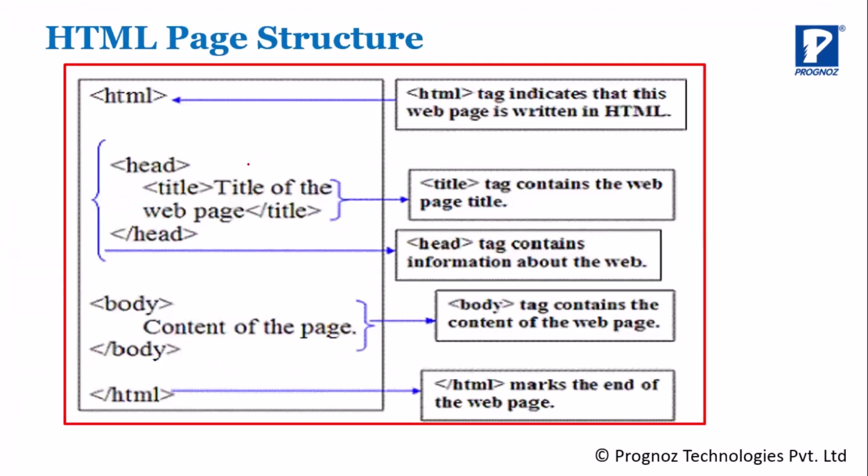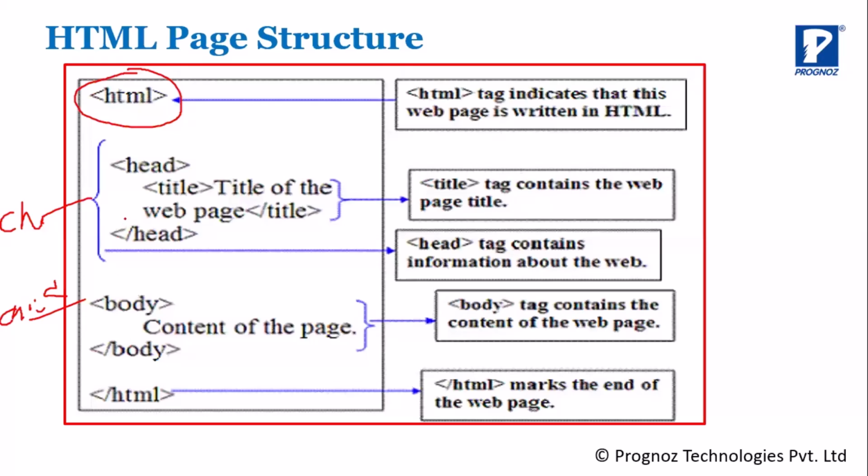Whenever we design any web page, we always have to start with the root element, which is nothing but HTML. Under HTML, there are two child elements. One is called head, another is called body. So there are only two child elements we have to define: the head element and the body element. The head tag and body tag we write inside the HTML.